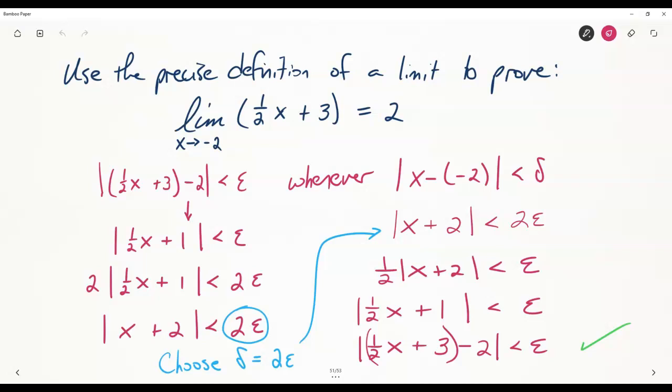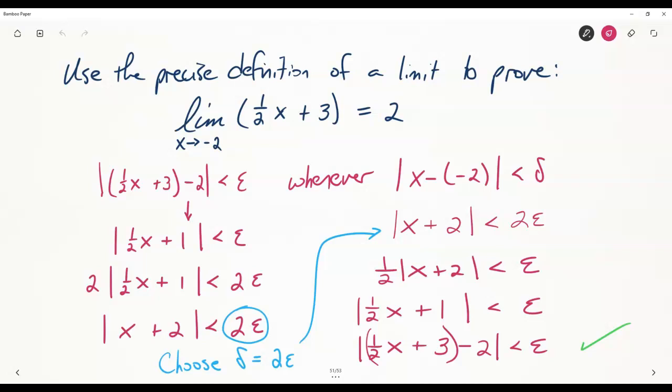Because now I've just got to say, if this inequality is less than this delta we have chosen, look what follows. Well, these two signs cancel each other. To go from here to here, I just divided both sides by 2. That cancels this 2 from the right-hand side, but it puts a 1/2 here on the left.